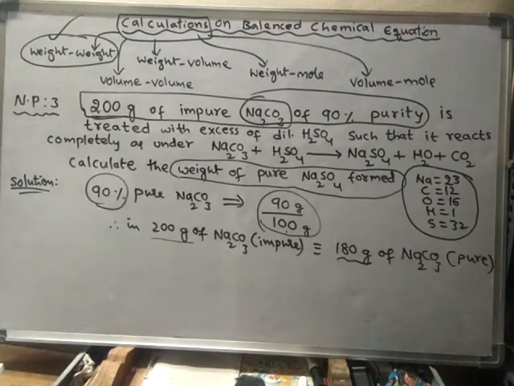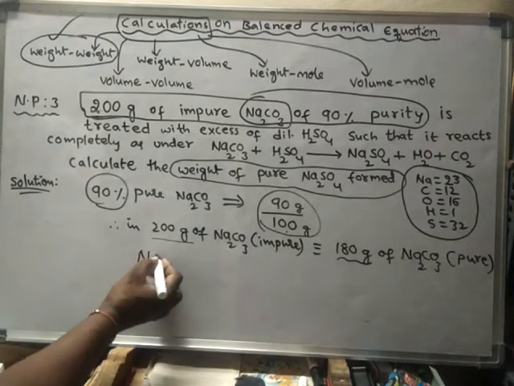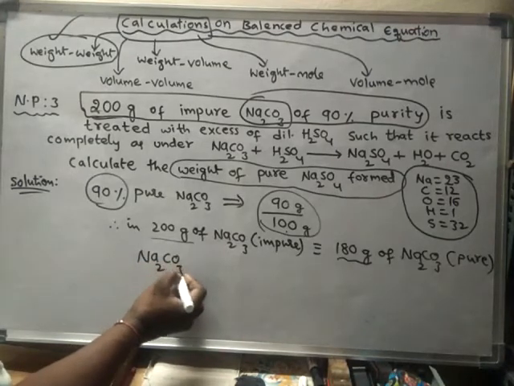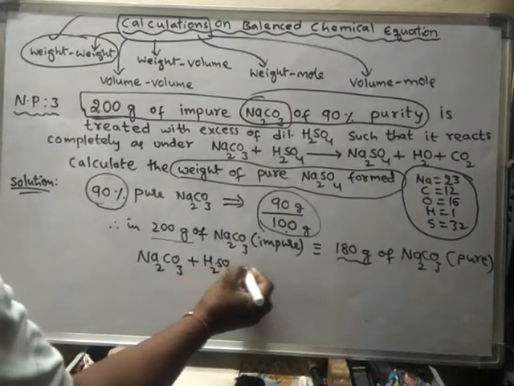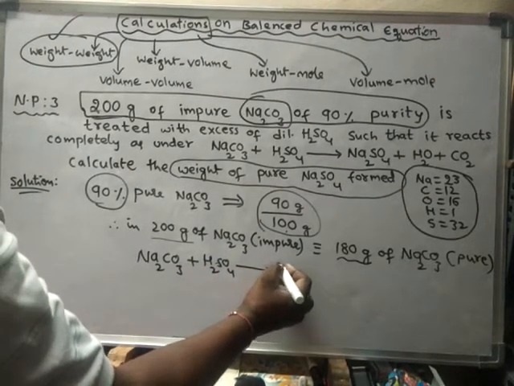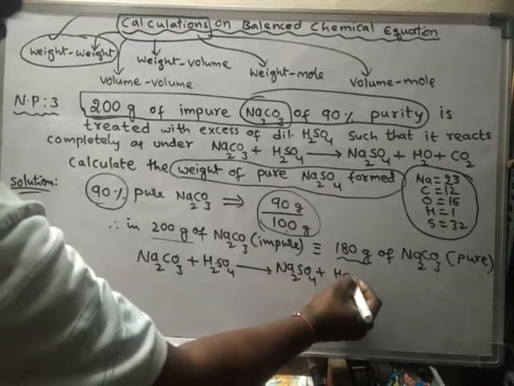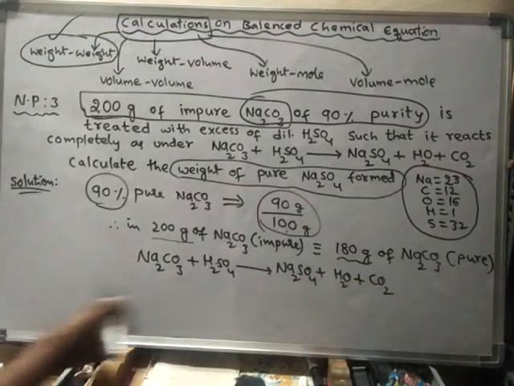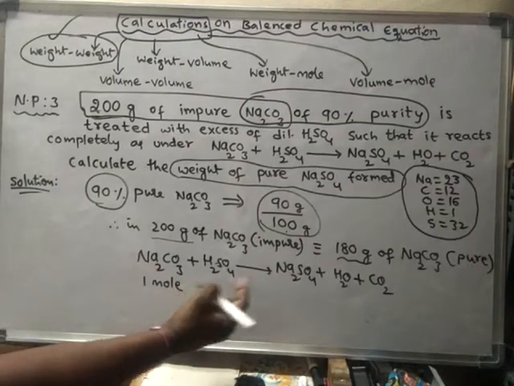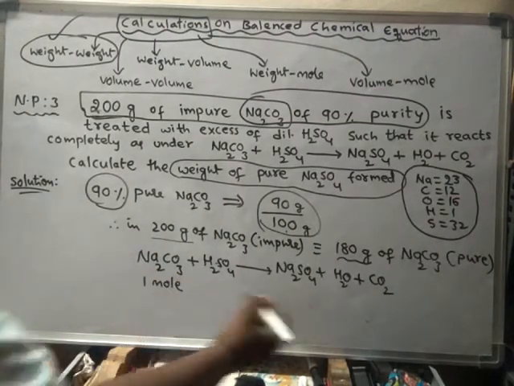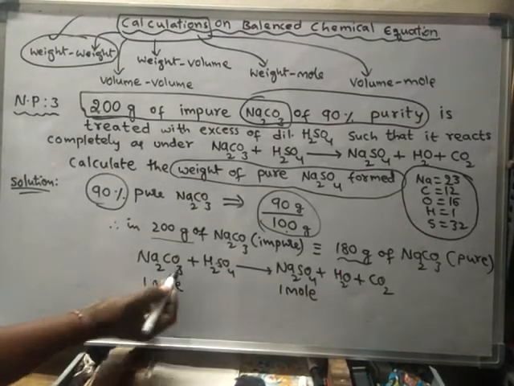Right. Now according to the balanced chemical equation, so here 1 mole of this one will react with the excess sulfuric acid to form 1 mole of sodium sulfate. See, 1 mole of sodium carbonate.